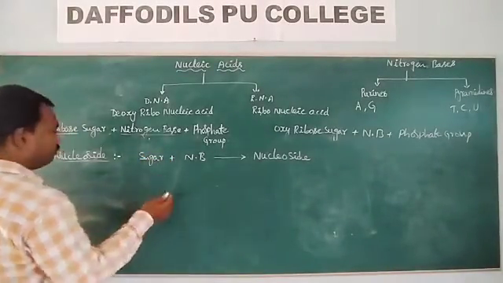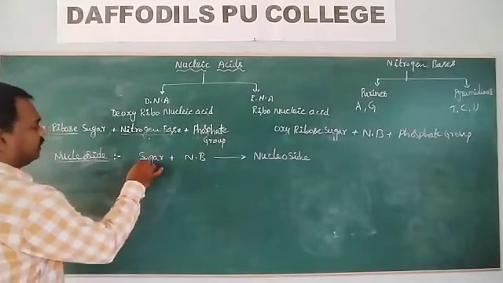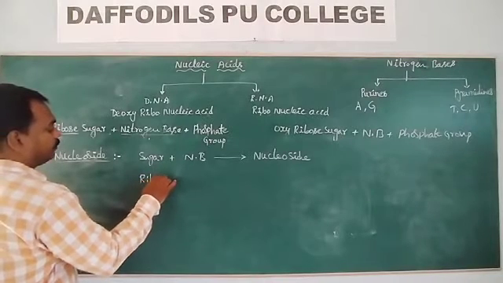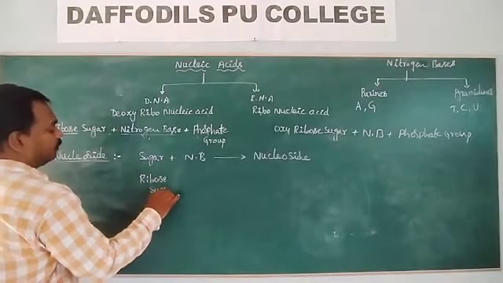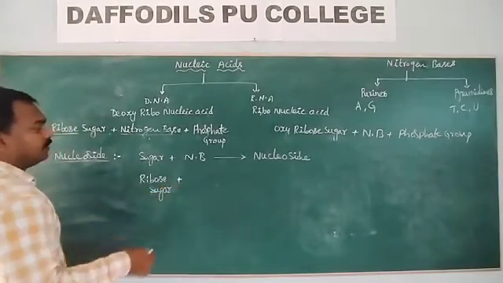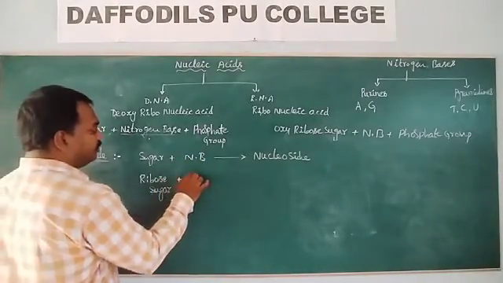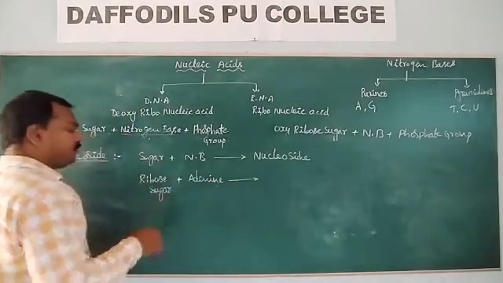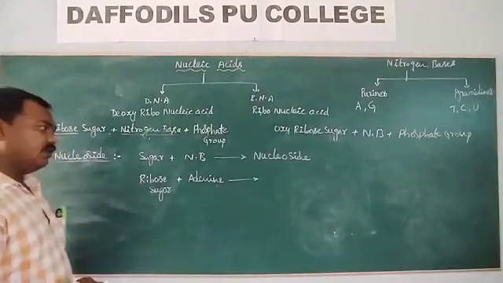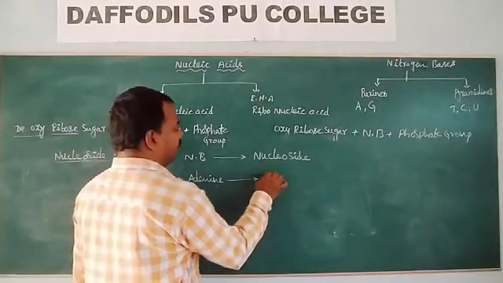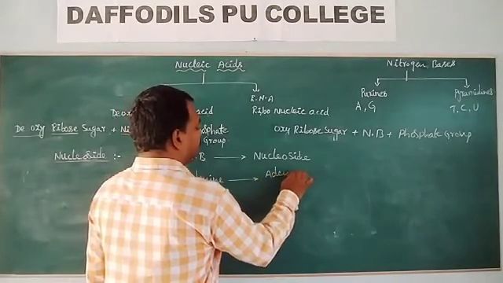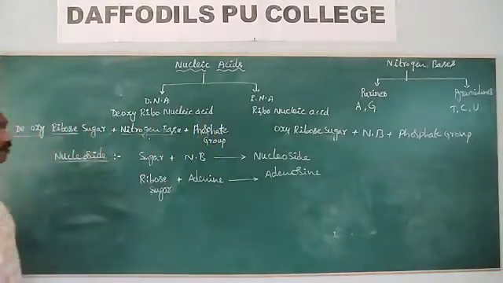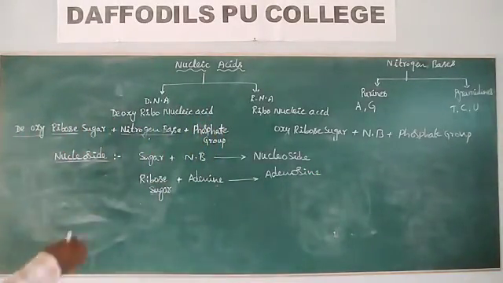Now I am going to tell you some of the nucleosides. Here the sugar is ribose sugar and the nitrogen base is adenine. If ribose sugar is bonded with adenine, the nucleoside is known as adenosine.